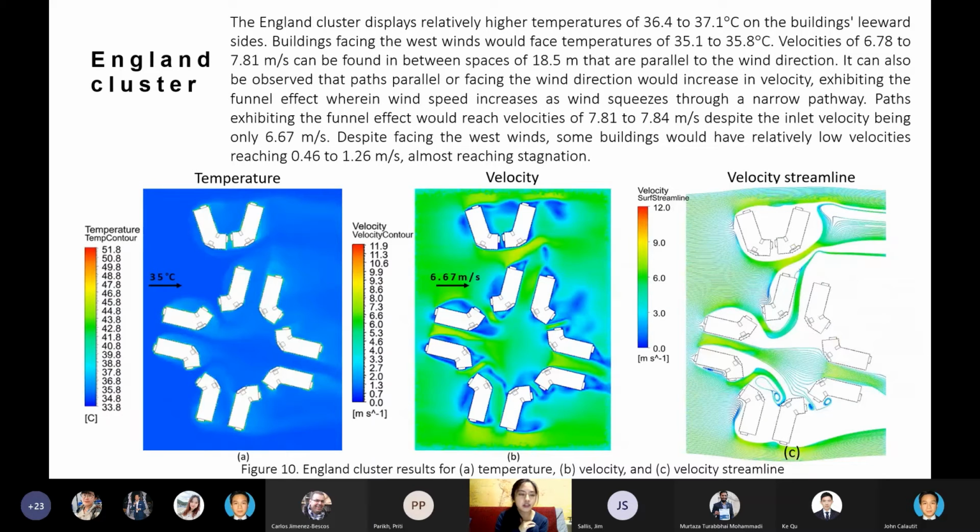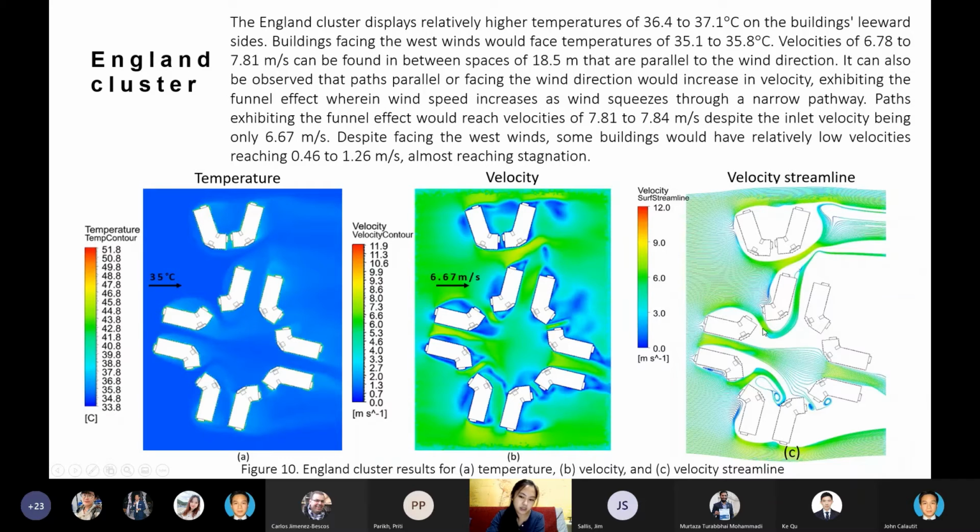Now the fourth configuration is the Ingun cluster. You can observe that in the paths parallel to the wind direction, velocity is seen to increase, exhibiting the funnel effect. This is where wind speed would rise because of squeezing through narrow pathways. You can see here that the funnel effect is appearing.